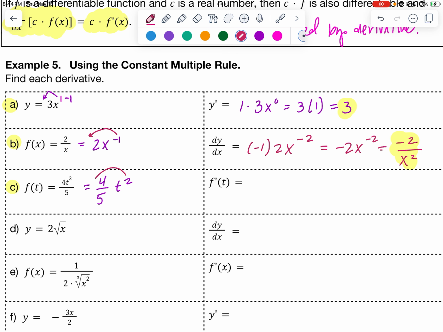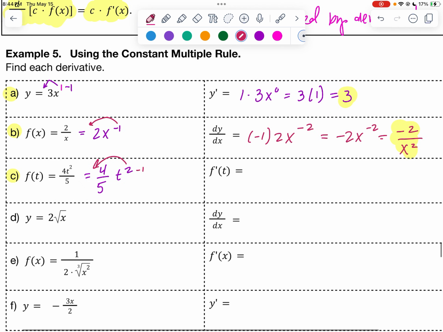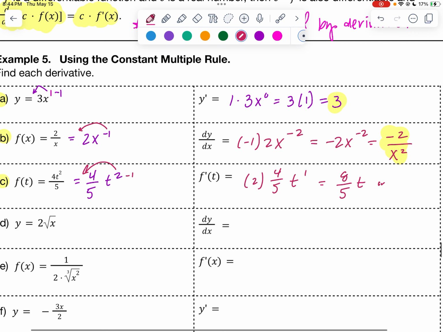Same exact thing. I'm going to bring the 2 up front and subtract it on out. So this becomes 2 times 4/5 t to the first power. Right, that becomes 8 over 5t, or you could say 8t over 5. Either way works. Done. Cool.